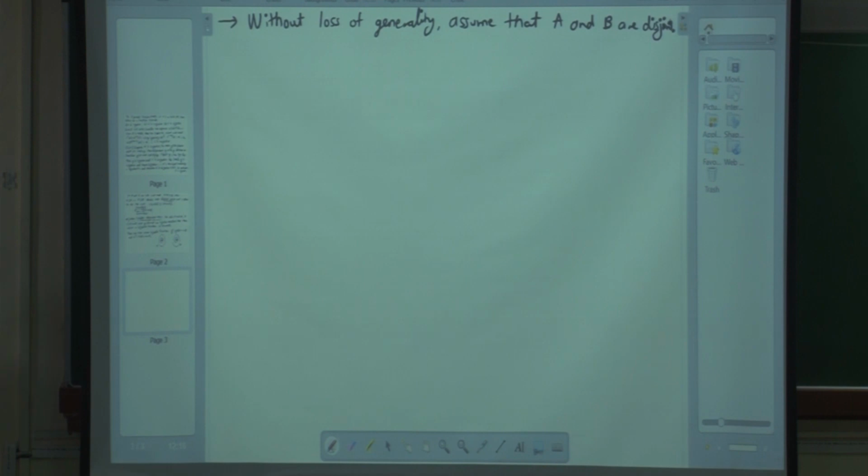Okay, we don't want any trouble afterwards. If they are not disjoint, we'll replace them with A cross singleton 0, B cross singleton 1. Nothing will change. The functions will still remain injective.